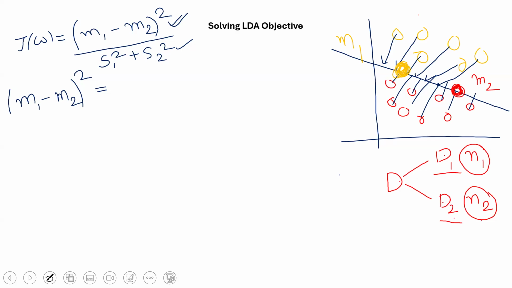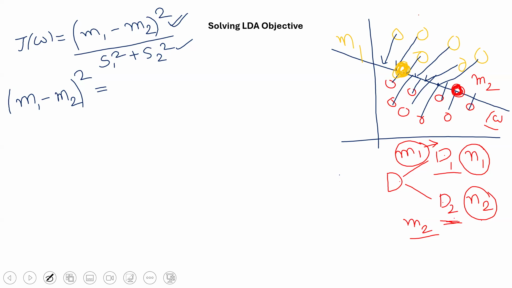And now M1 is the projected mean of these points on W. We are just trying to find this W now. That's our goal. M1 is the projected mean of the data points on this W, and M2 is the projected mean of this category's data on W.